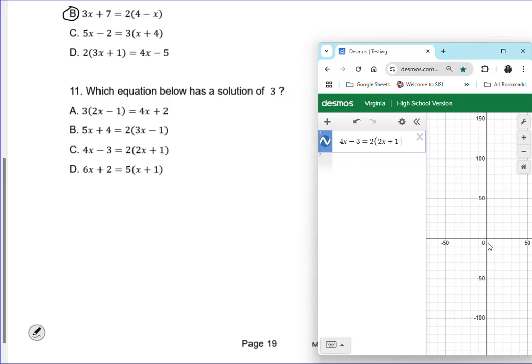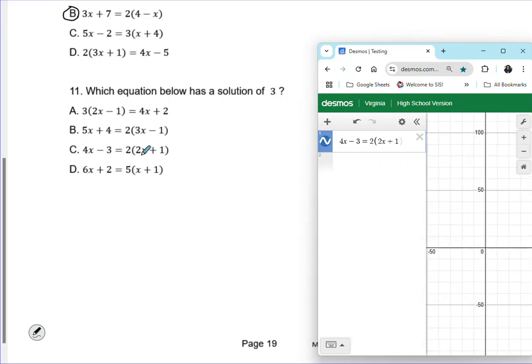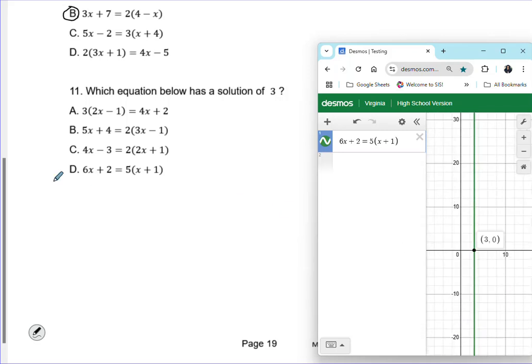Alright, if I don't see a solution graph, this means that either number C is a no solution or it could be an all real solution. But that's not what I'm looking for. I'm looking for a solution that x equals 3. There it is. X equals 3. So answer choice D. Okay.